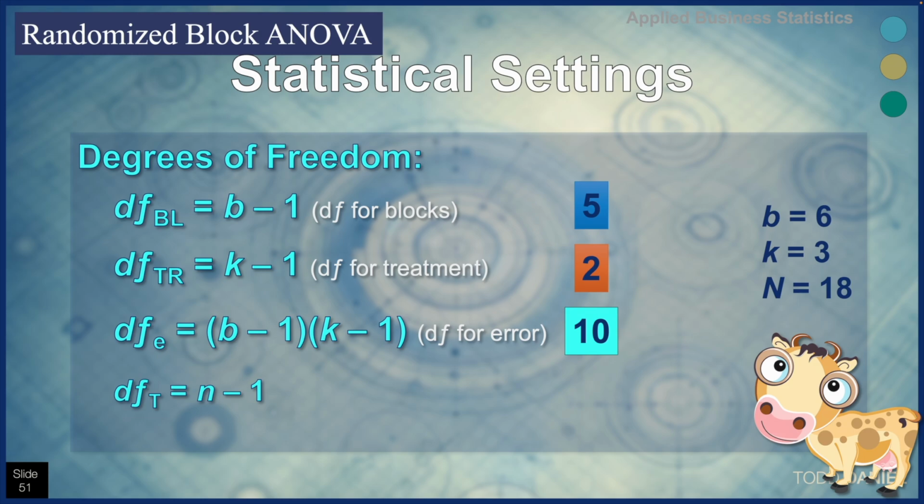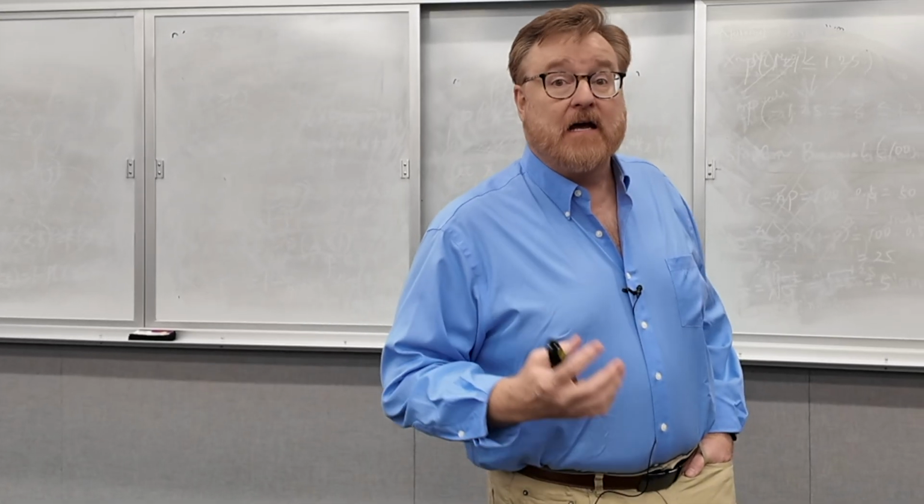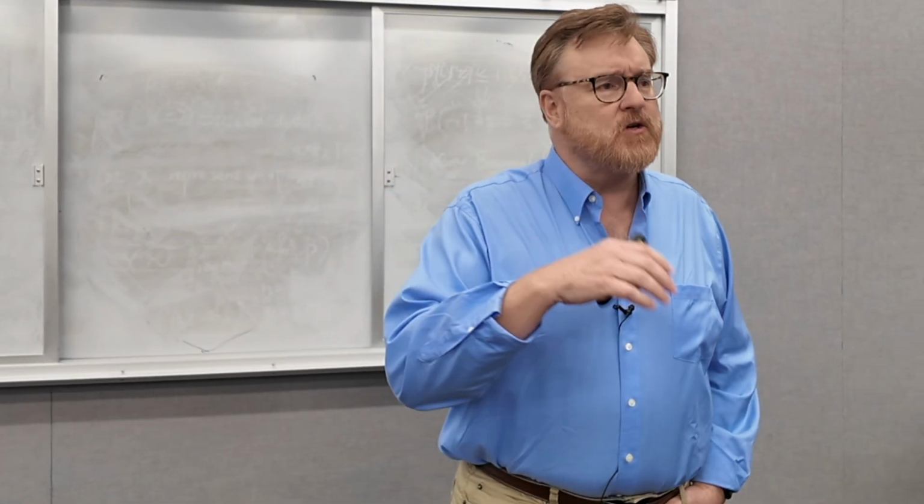And our degrees of freedom total, as it always is, n minus 1. There's a total of 18 beans being planted, giving us an n minus 1 of 17 as our degrees of freedom total. We can calculate a critical value using our spreadsheet.